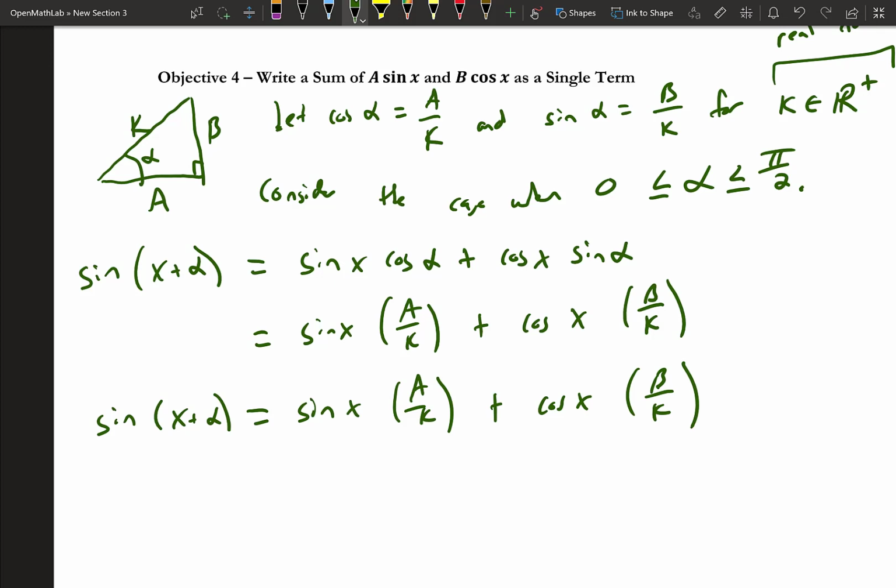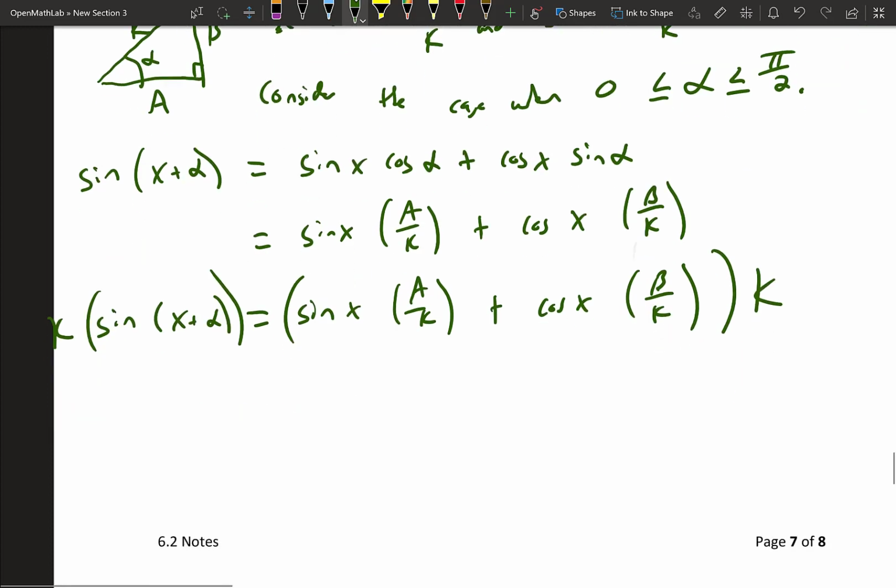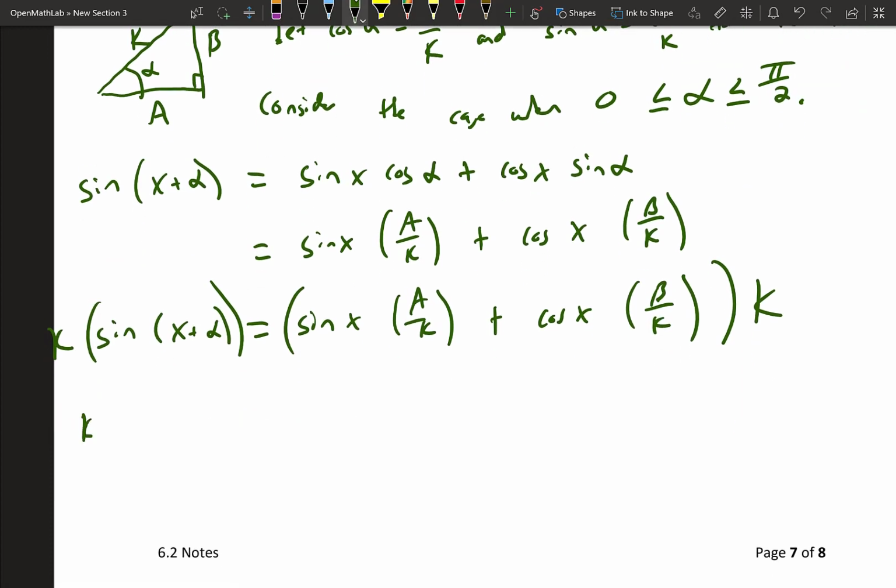Now what I'm going to do is multiply both sides by k. What that gives me is k sine of (x + alpha) equals a times sine x plus b cosine x, because those k's underneath will cancel out.